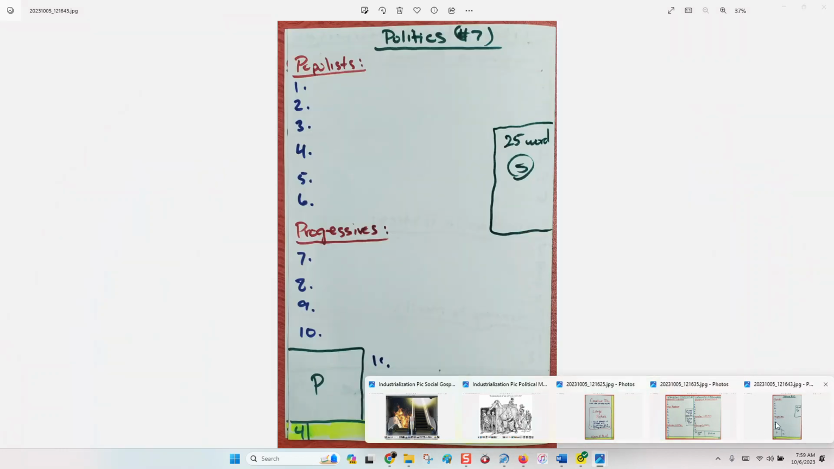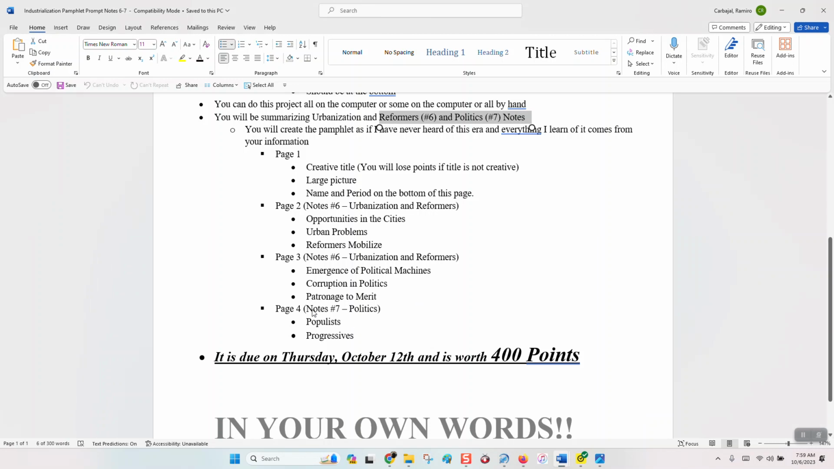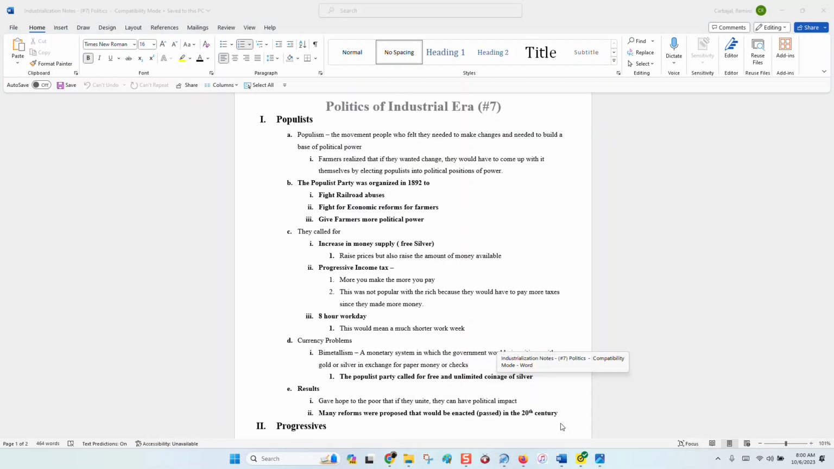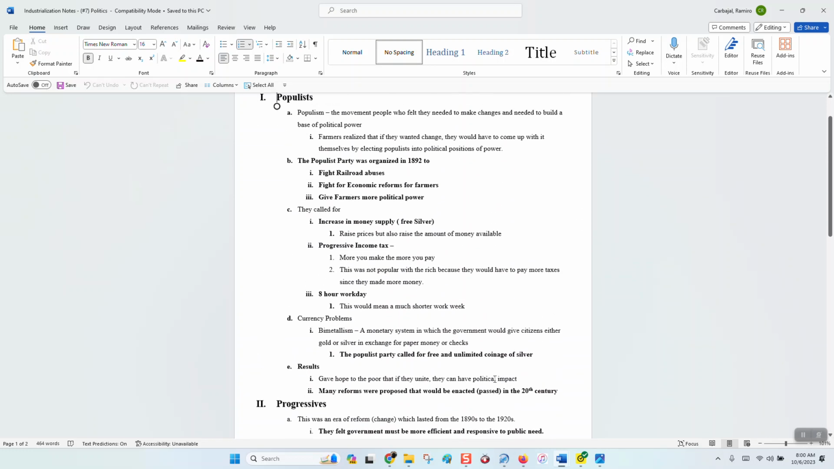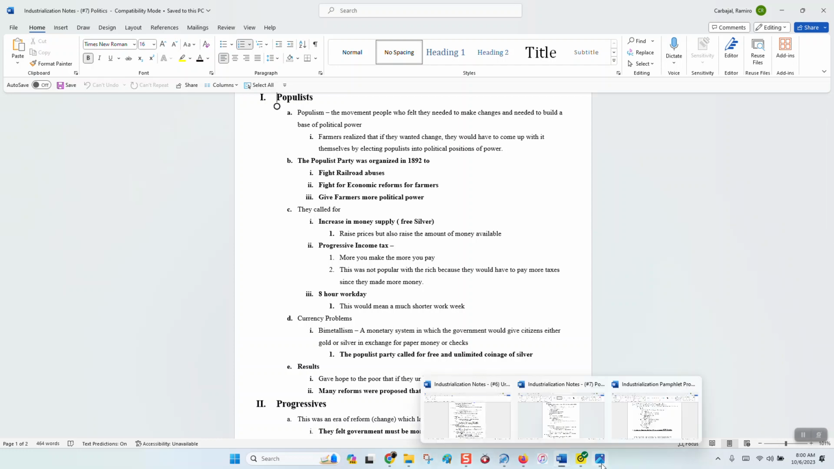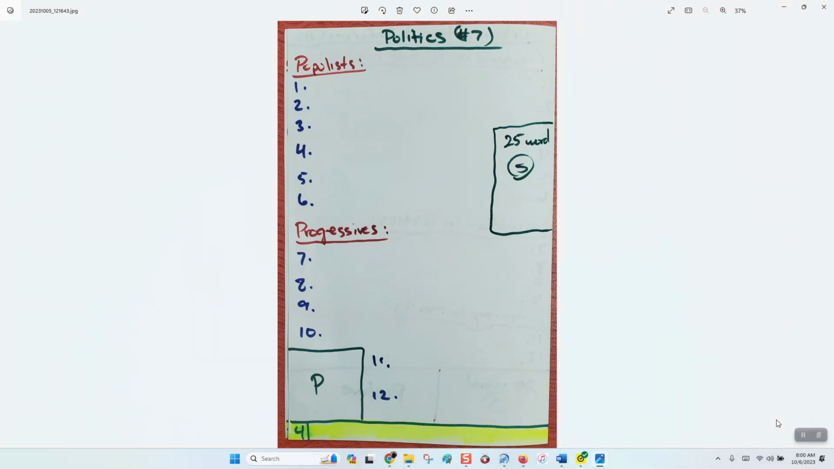Like if we look at page 4, which is politics, again the instructions tell you you're on page 7, you're going to write about note 7, politics, and there are only 2 sections there, populists and progressives. If we look at note 7, which we will be working on in class, section 1 is populist. See, it's a big section. Section 2 is progressives, another big section. So it's only 2 sections for note 7. That's why if you look at the picture of note 7, it's just 2 sections: populist section, progressive section, 1 through 6, 7 through 12.